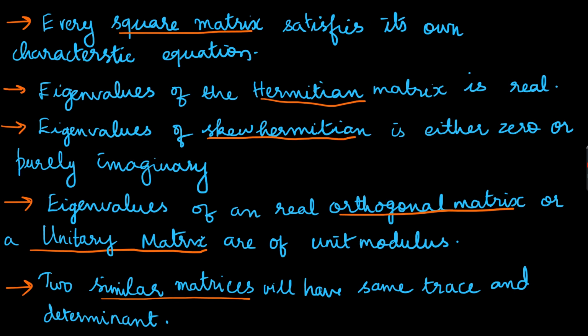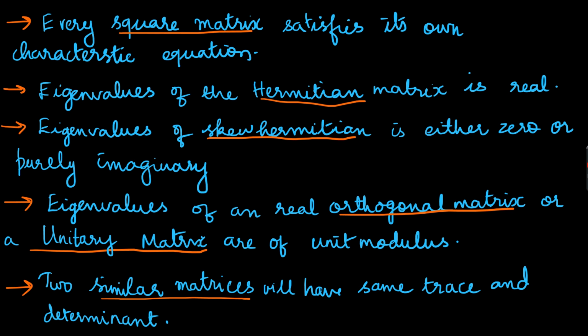Next, every square matrix satisfies its own characteristic equation. Next, the eigenvalues of a Hermitian matrix are real. So for a Hermitian or symmetric matrix, just remember the eigenvalues are real, and the eigenvalues of a skew Hermitian matrix and a skew symmetric matrix are either 0 or purely imaginary. Also, the eigenvalues of a real orthogonal matrix or a unitary matrix are of unit modulus. So if you take the eigenvalues of that particular orthogonal or unitary matrix and find the modulus of that eigenvalue, you are going to get 1.